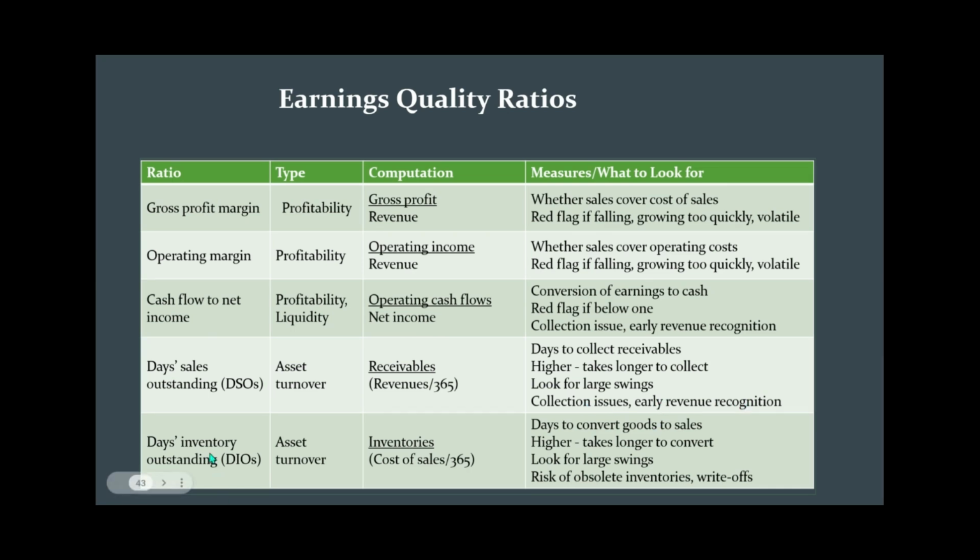Days inventory outstanding, or DIOs, this is an asset turnover ratio, and it's inventories over cost of sales over 365. And this tells us the number of days a company takes to convert goods to sales. A higher number means the company is taking longer to convert inventories to sales, and you should look for large swings, either up or down. Significant changes in DIOs could indicate risk of obsolete inventories, potentially leading to write-offs and lower earnings.